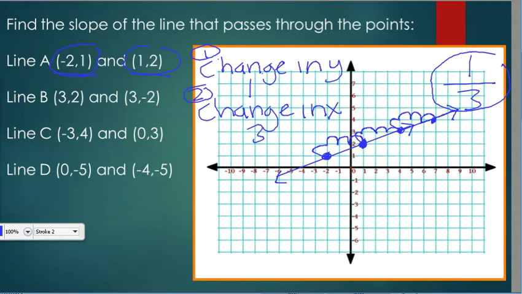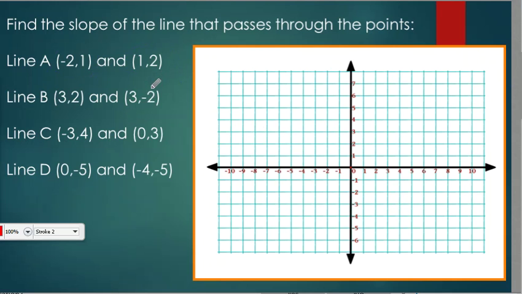Okay, let's look at the next one. For the next one, I am going to use the color red. We want to graph line B that passes through the point 3, 2, and 3, negative 2. So 3, 2 is to the right 3 and up 2. 3, negative 2 is to the right 3 and down 2. So we can see that this line B is a vertical line.